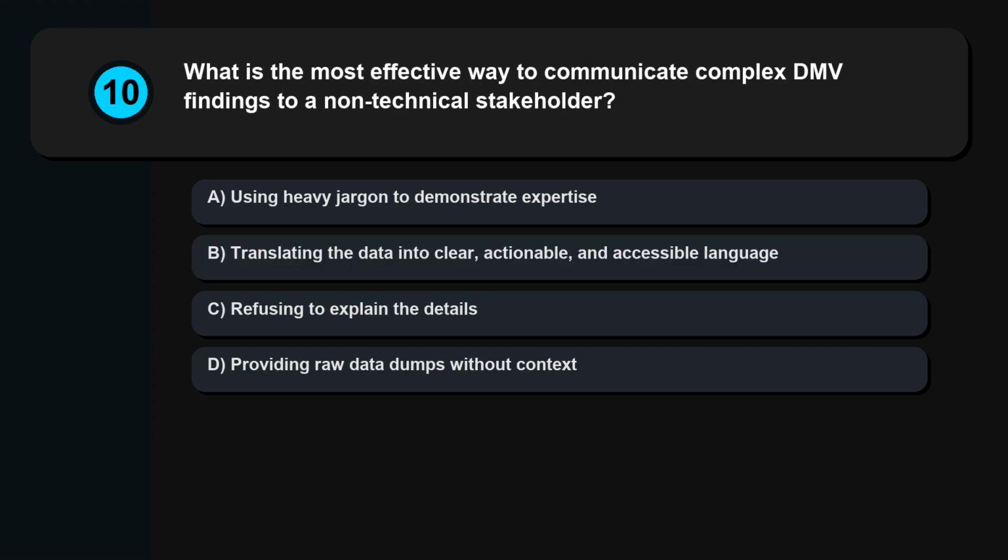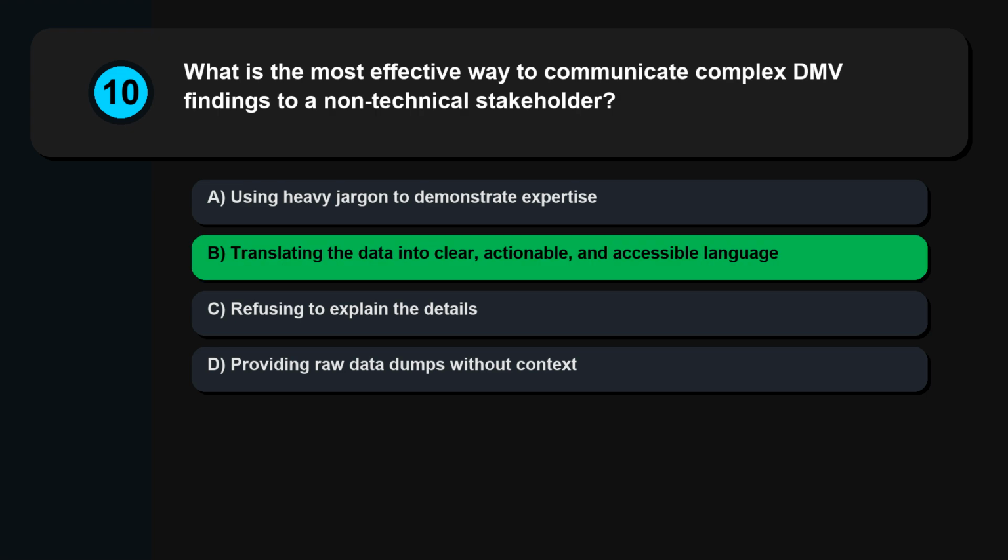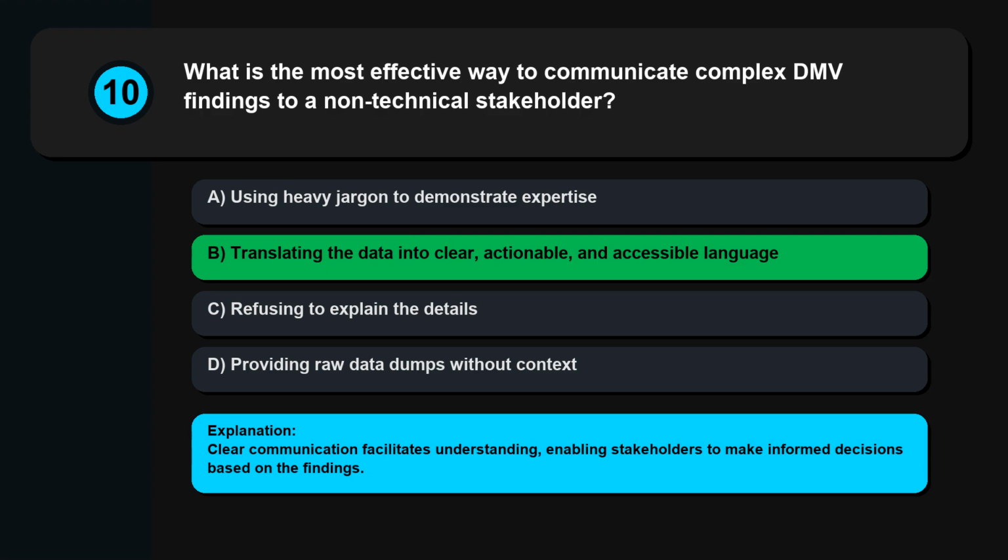Question 10. What is the most effective way to communicate complex DMV findings to a non-technical stakeholder? Using heavy jargon to demonstrate expertise, translating the data into clear, actionable, and accessible language, refusing to explain the details, providing raw data dumps without context. Clear communication facilitates understanding, enabling stakeholders to make informed decisions based on the findings.